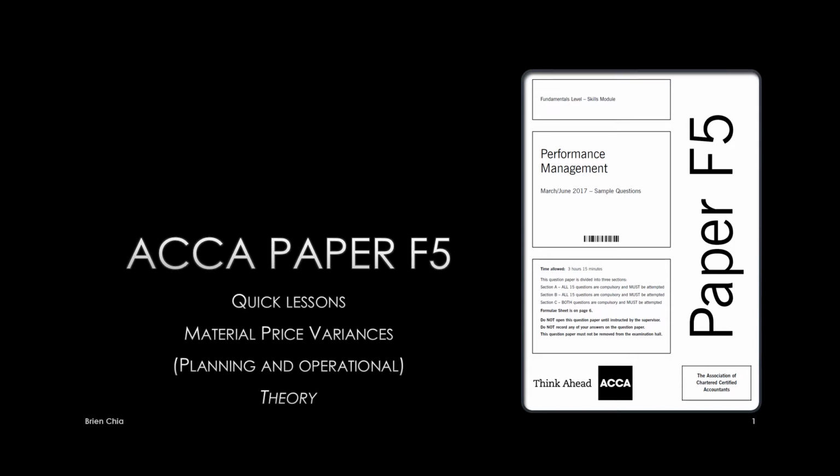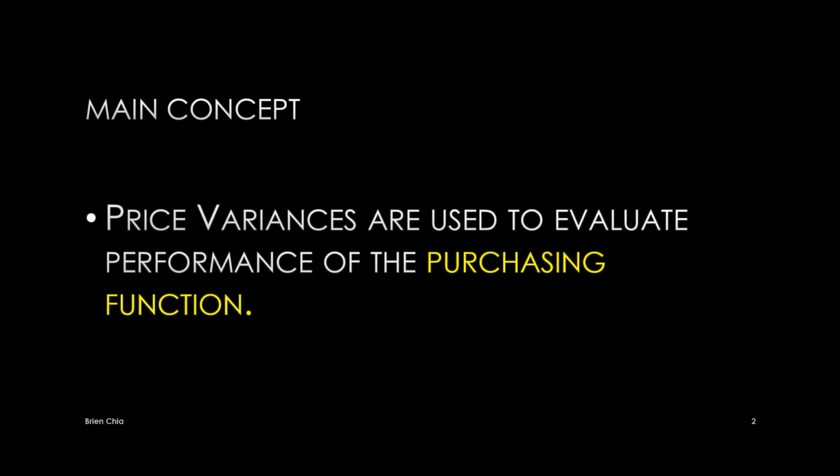This video will be focusing on the theory of the operational variances. So first, let's talk about the main concept of material price variance. Price variances are used to evaluate the performance of the purchasing function because they are responsible for buying materials, so we use price variances to see whether they're doing a good job or not.